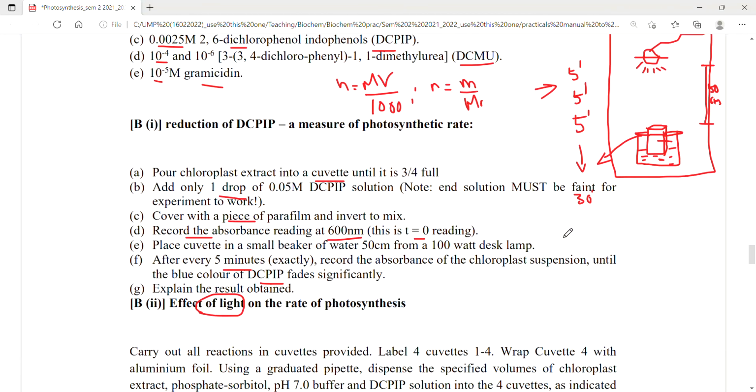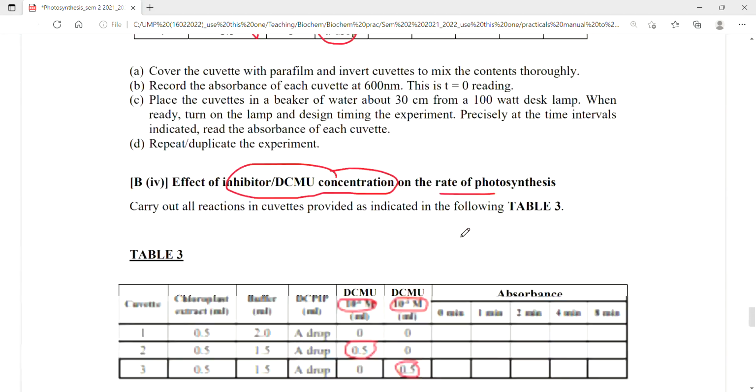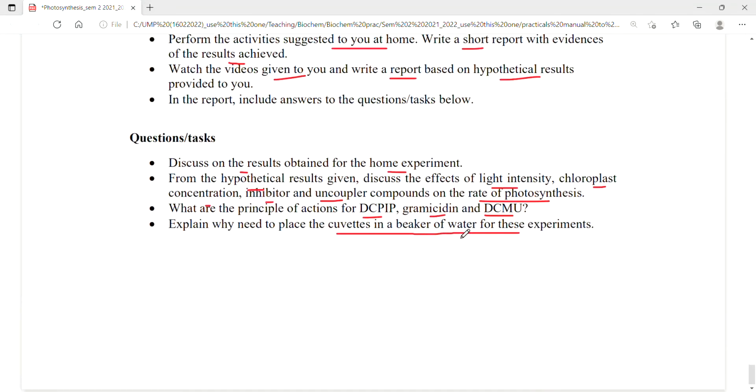Okay, they should have it somewhere. Yeah, a small beaker of water 50 cm from the light. Okay, so this is the one I overlooked just now. So now place the cuvette in a small beaker of water. Okay, so what is the purpose of the beaker with water? You answer. Okay, so I also ask you that question.